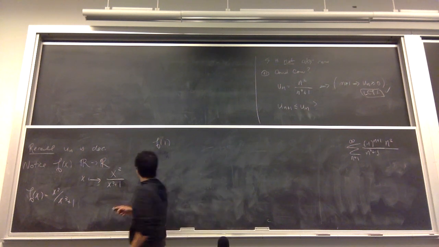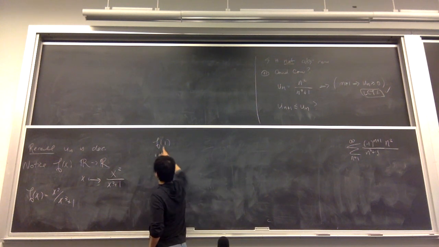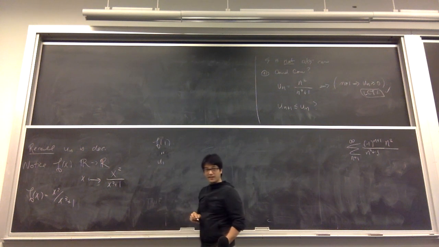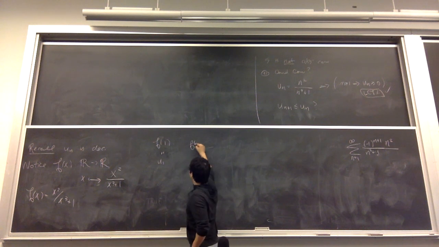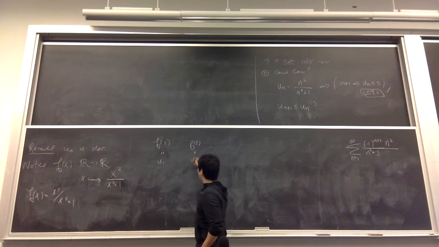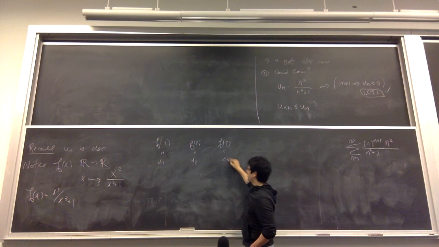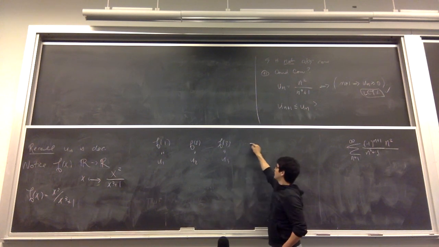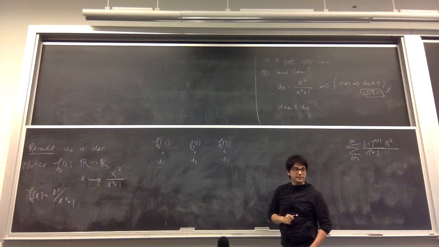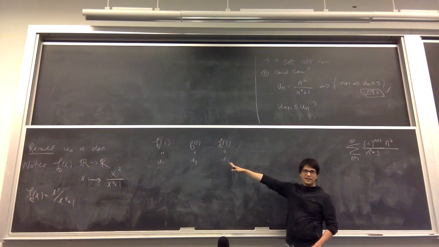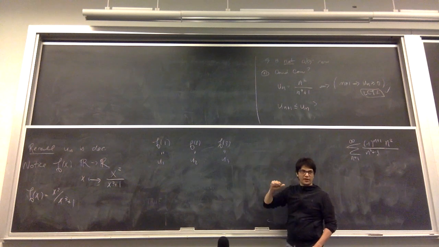What I want you to notice is f of 1 is equal to u_1, that f of 2 is equal to u_2, that f of 3 is equal to u_3, and so on. Does everyone follow this? It's crucial. Tell me if you don't. All right, I just defined a function which happens to go through all of the terms at integer points.